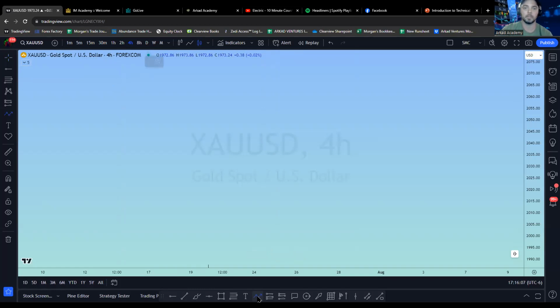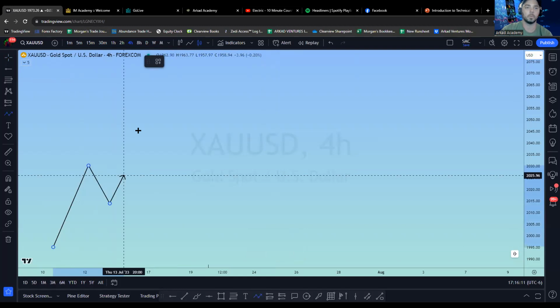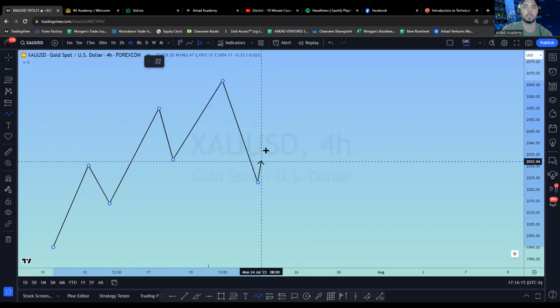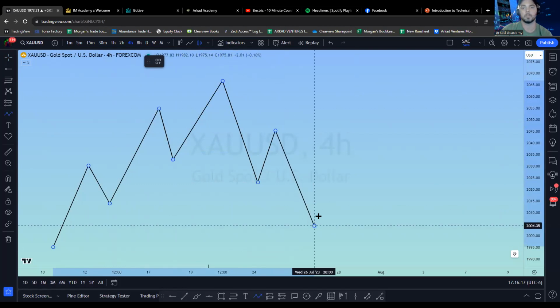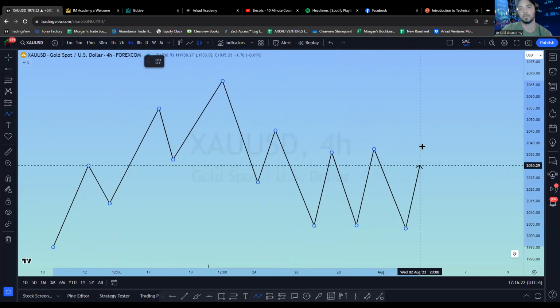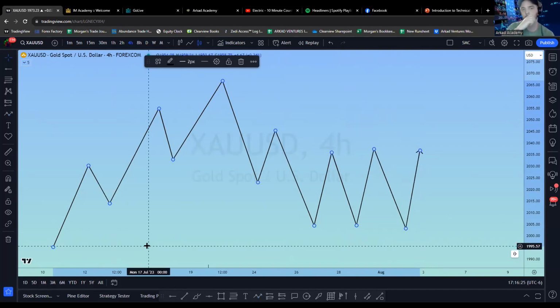So basically, like I was saying, price only moves in three ways. It goes uptrend, downtrend, or we can consolidate. That's the three movements of price.